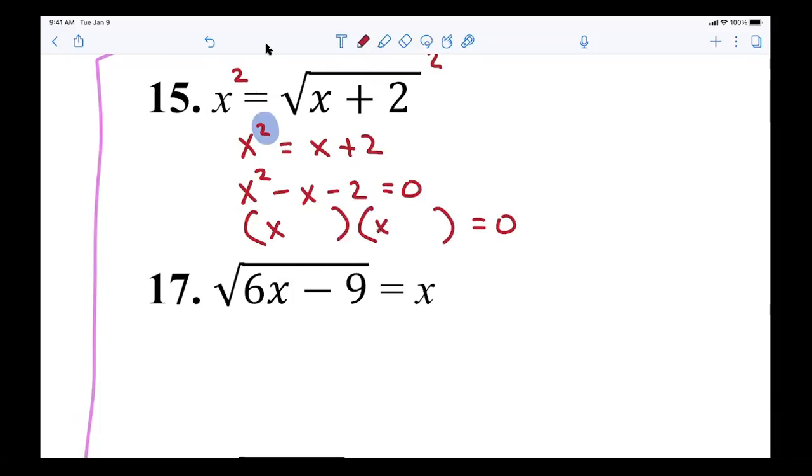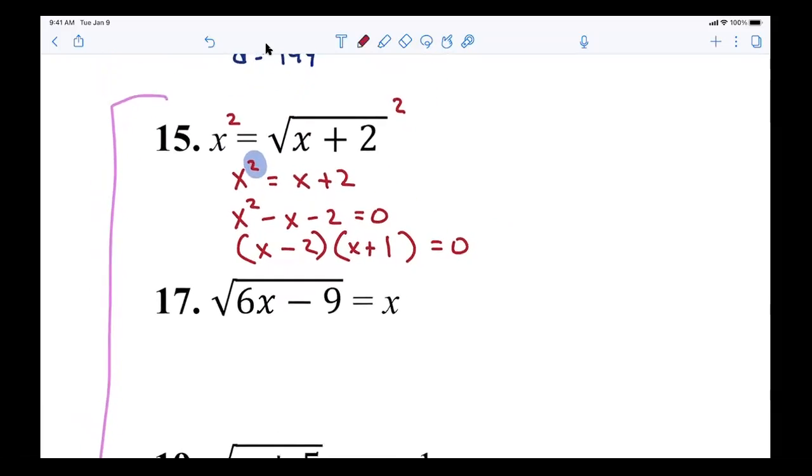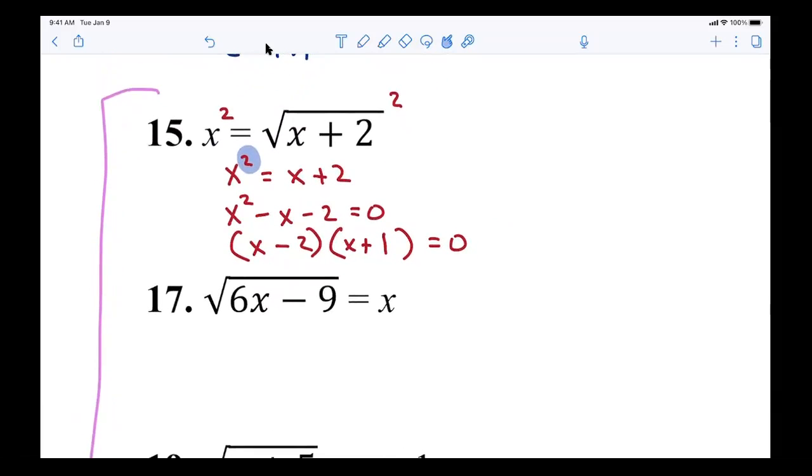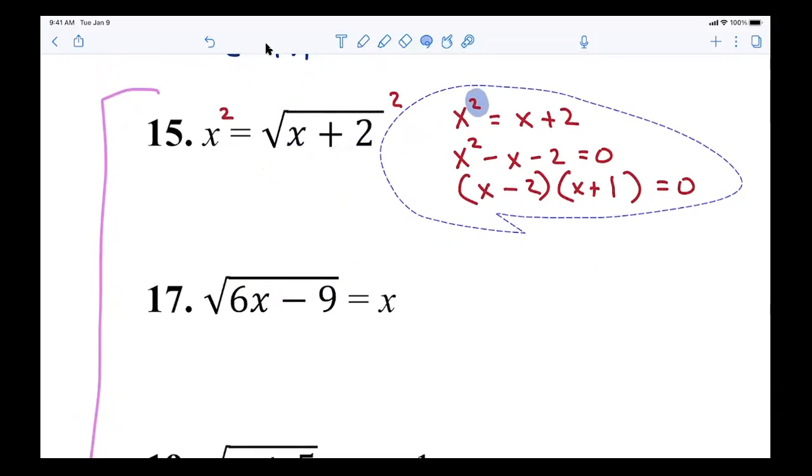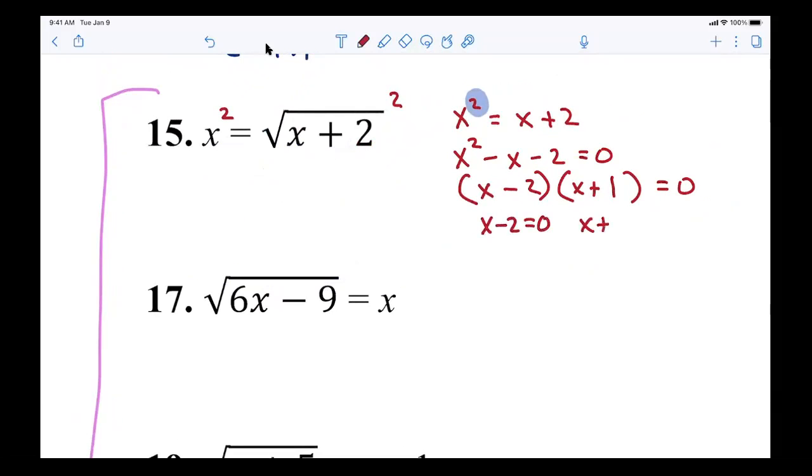And then the only factors of 2, which are 2 and 1. I want it to be -1, so that means -2 and +1. All right. Everybody okay with that? All right. So now set the factors equal to 0. X minus 2 equals 0. X plus 1 equals 0. So X is either what? 2 or -1.